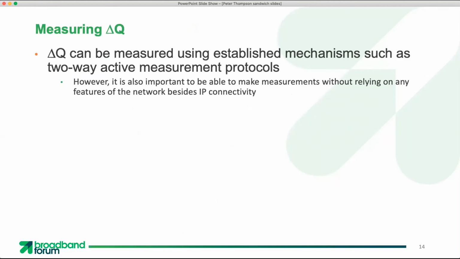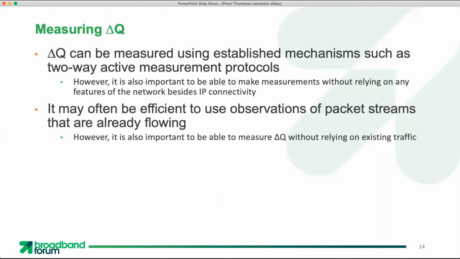And we can use established mechanisms such as various two-way active measurement protocols like TWAMP and STAMP. And we're going to have a bit more about that later on in this webinar. But we do also need to make sure we can make measurements that don't rely on any of those features, other than the fact that it's providing us with IP connectivity. We can measure delta Q by making observations of packets that are going by anyway. But again, we don't necessarily want to have to rely on existing traffic.